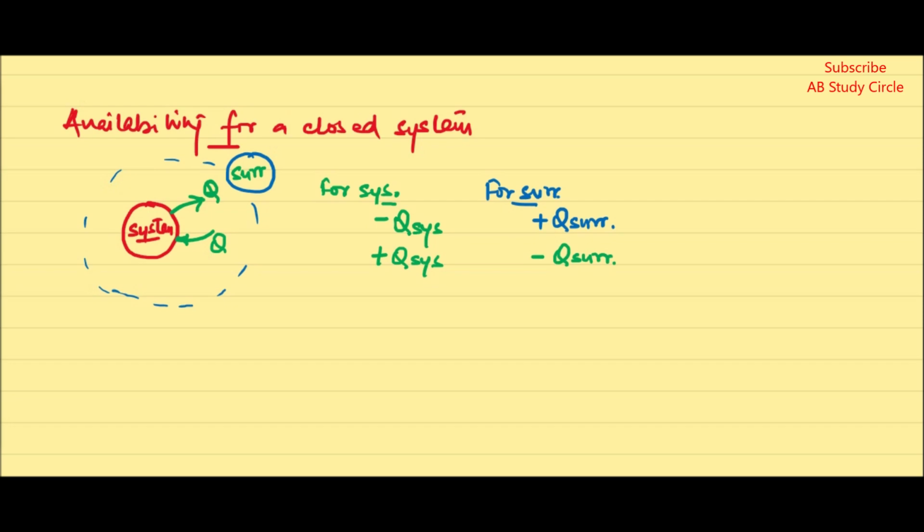Now again, for reversibility, dS universe is equal to 0. We have seen that in our previous video where we talked about the principle of increase of entropy. If you want to watch it again, you can click on the I button here so that you can watch that video.